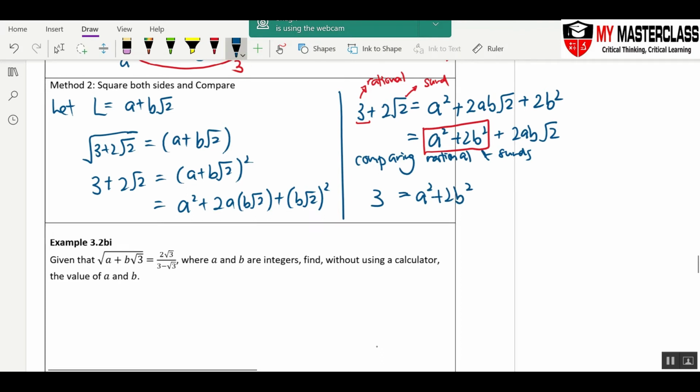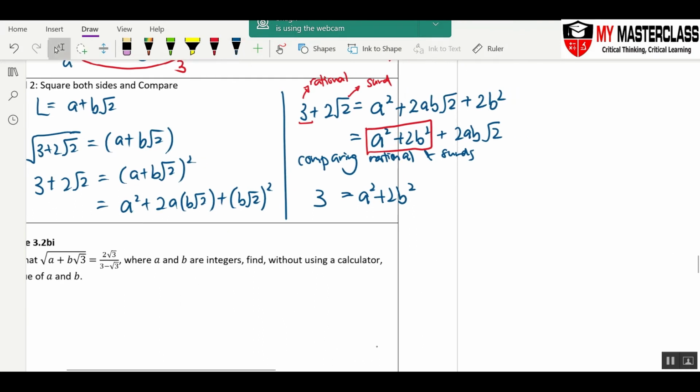Okay, and for the surd, I'm only concerned with the coefficient. So the coefficient of the root 2 is 2. Okay, so what is the coefficient on the right side of the root 2? It's this one. So we are just comparing the coefficients. 2 is equal to 2ab, which means that ab is equal to 1. A is equal to 1 over b. This is equation 1. This is equation 2. And we do substitution.